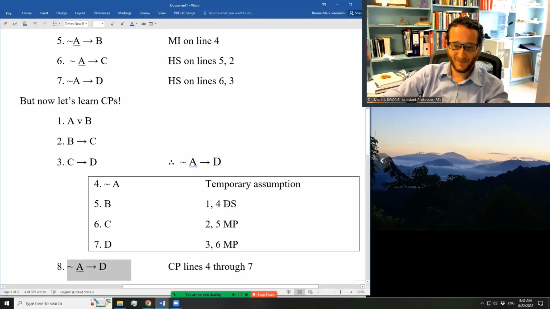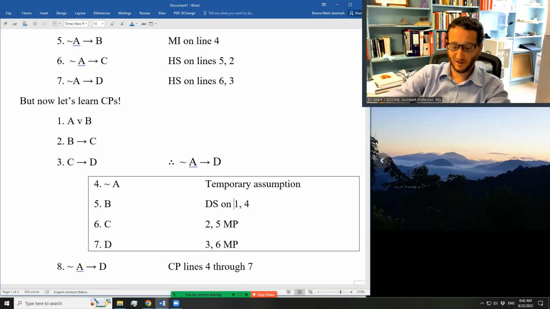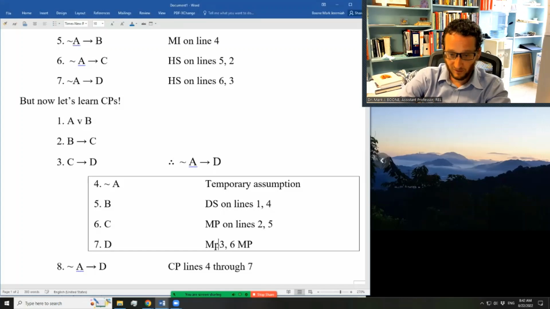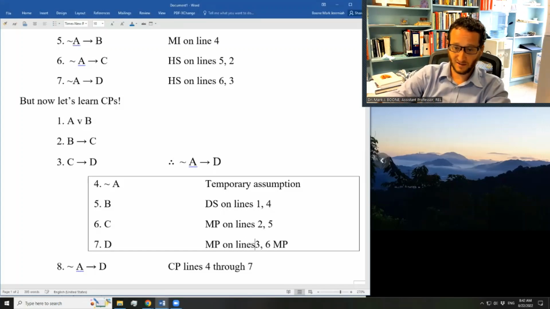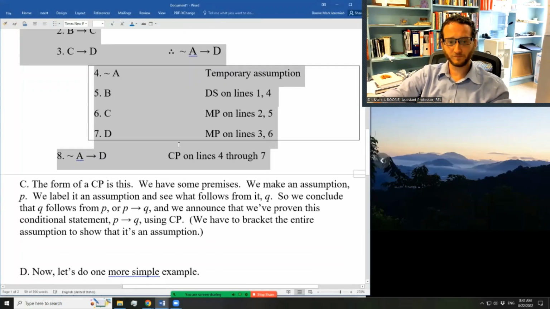Sorry. Let me just uniformize my citations because I like the way I'm doing it here better than the way I was doing it here. So that was a DS on lines blah, blah, blah, and then modus ponens on lines blah, blah, blah, and again modus ponens on lines, etc. And we're done. That's a good conditional proof.